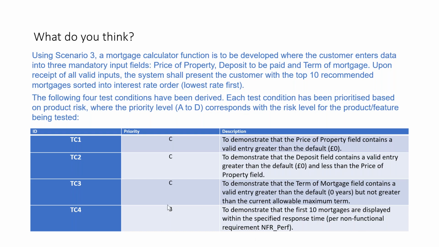The fourth one is B level risk, to demonstrate that the first 10 mortgages are displayed within the specified response time per non-functional requirement. Actually, it's a B level thing. Typically, D only we are telling performance test will be done, but they have identified a test case. Keep that in mind. Okay.